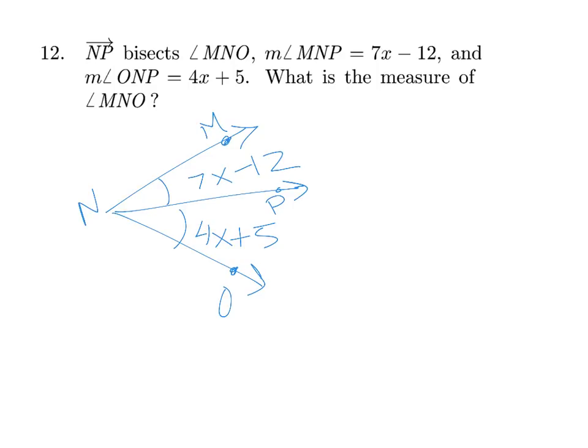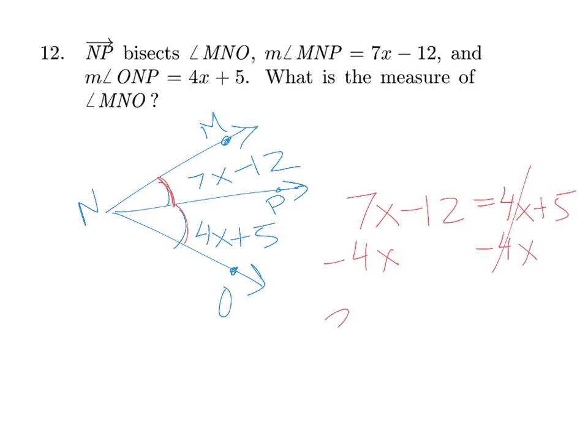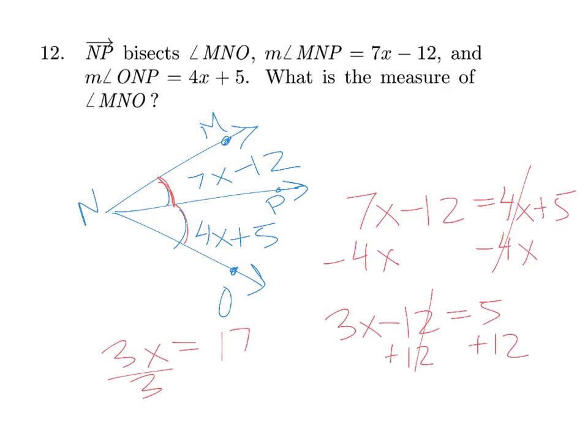Okay. So these angles are equal to each other. So I just say 7x minus 12 is equal to 4x plus 5. So subtract 4x. I have 3x minus 12 equals 5. And add 12. I have 3x is equal to 17. Divide by 3. And x is equal to 17 over 3.